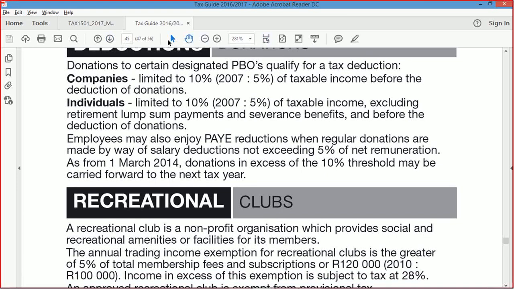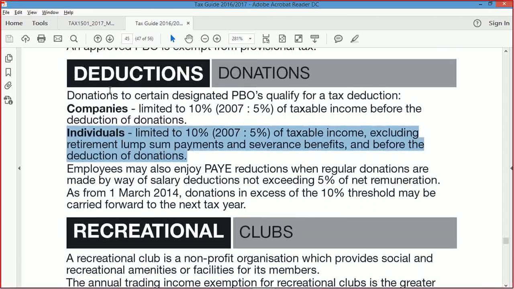Okay. See? There it is. Where's my highlighter? Okay, well, here it is. Individuals. Okay, deduction in terms of donations. Individuals limited to 10% of taxable income, excluding retirement lump sum payments and severance payments, and before deduction of donations. So you are allowed to deduct a maximum of 10%. Makes sense? Yeah. Okay, so let's go back.